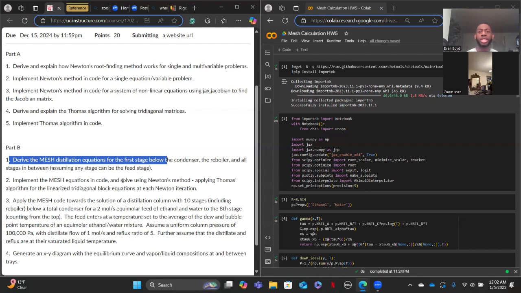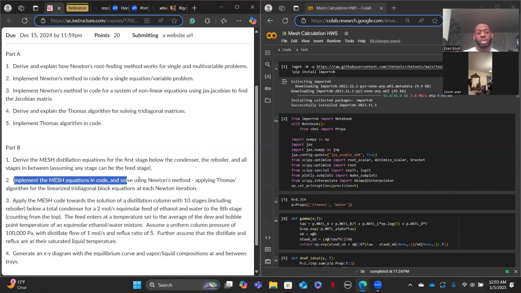So we would make guesses throughout for the first stage below the condenser, the reboiler, and all the stages in between, so the stripping and rectifying stages. And then from these guesses, we will implement the MESH equations in code, solving with Newton's method, applying the Thomas algorithm, and linearizing tridiagonal block equations at each Newton iteration.